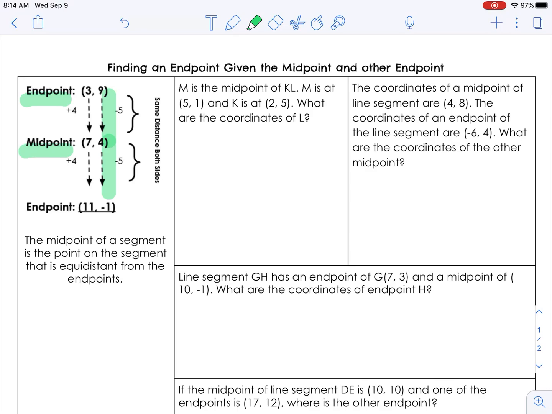Now we're going to look at the x's. From 3 to 7, our change was going up 4, so we need to go up 4 again to find the other endpoint. So that would give us 7 plus 4 is 11.